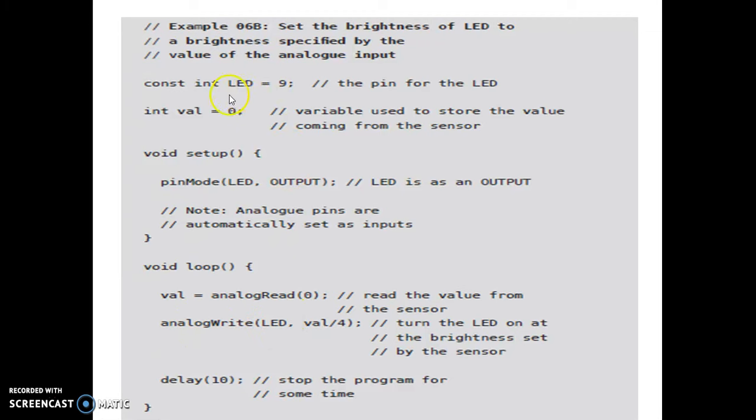Now you can see the LED is given to pin number 9. You can remember that pin number 9 is one of the PWM outputs. This LED is not connected to 13. On 13 you can give only high and low, whereas on the analog output pins like 3, 5, 9, 10 and 11, we can give an analog output also. This 9 is one of the analog output pins.